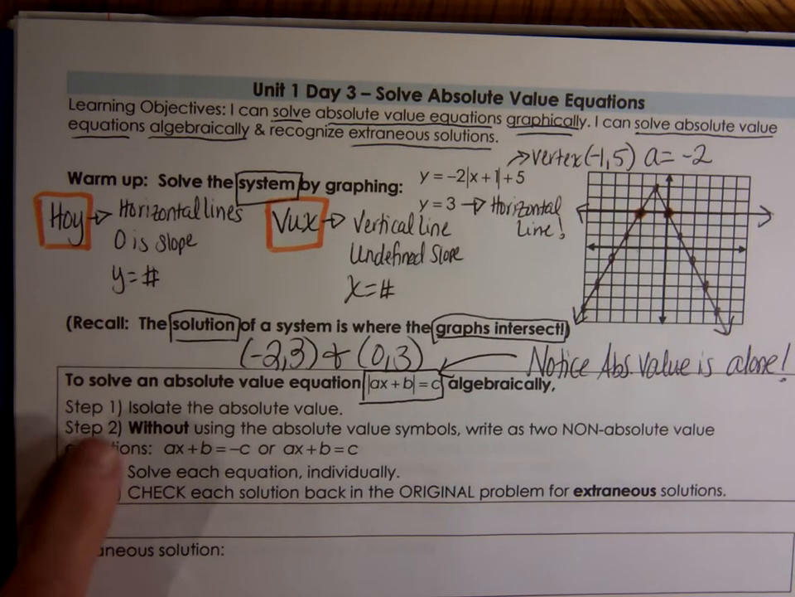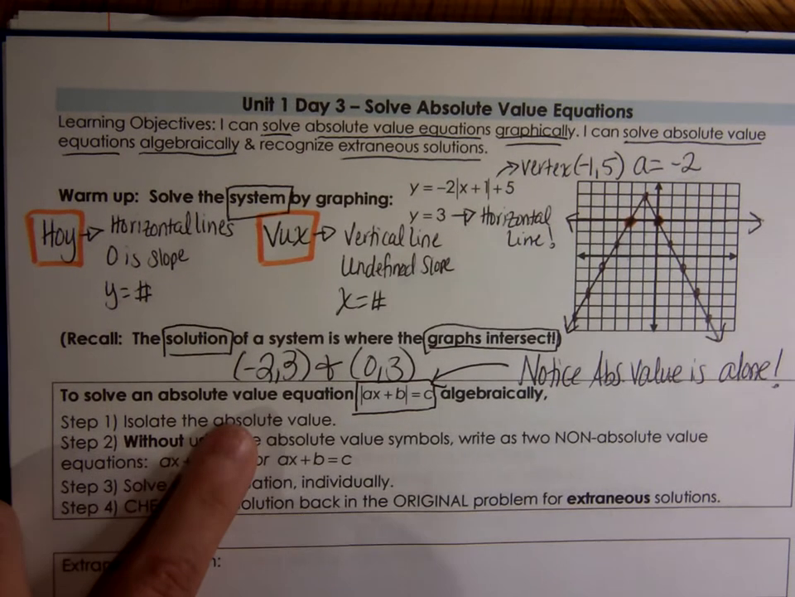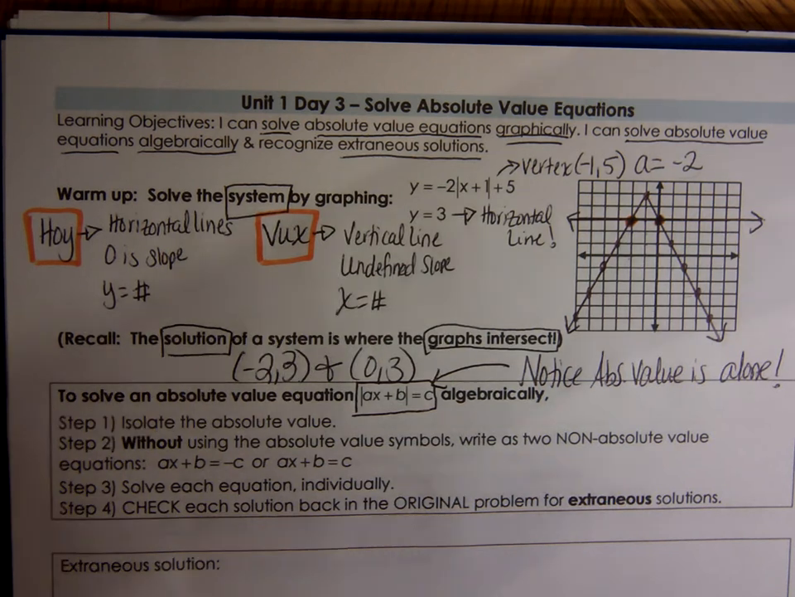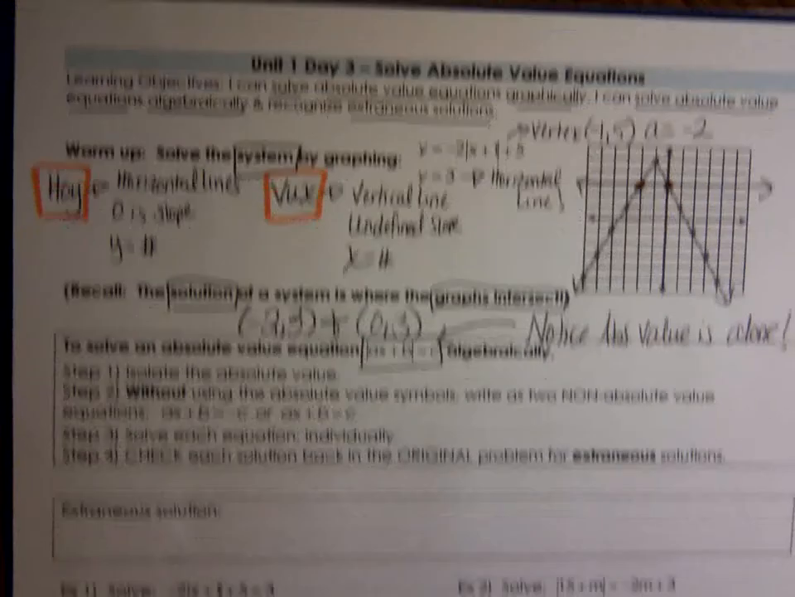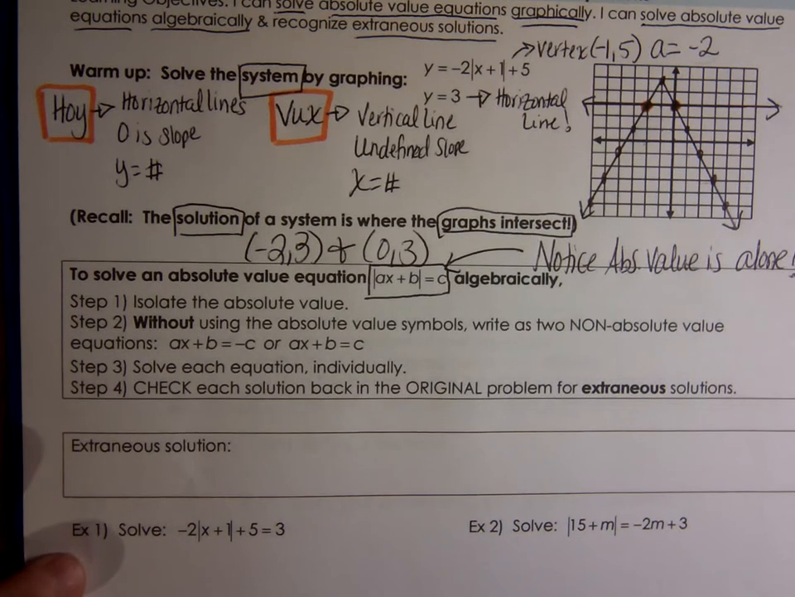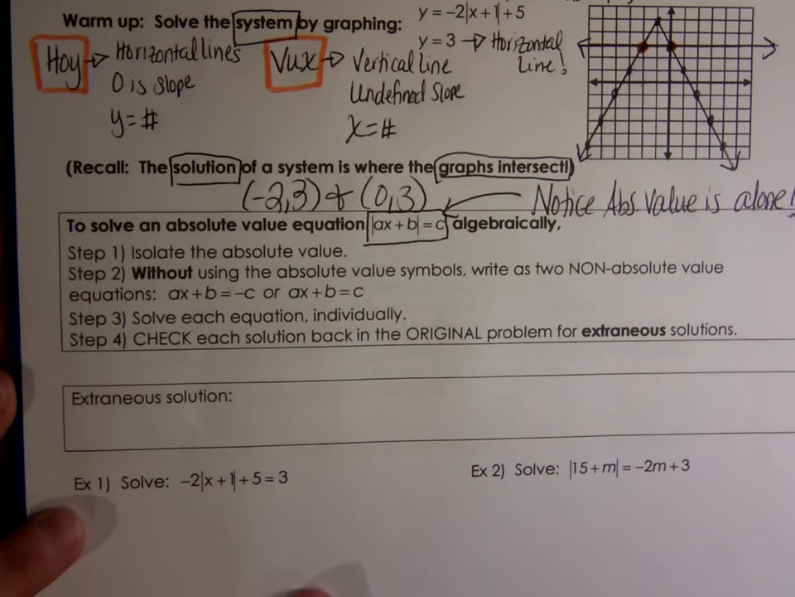So step 1 is to isolate the absolute value. That means that you need to get rid of any addition or multiplication, anything that's on the outside of the absolute value before you even get started. So what I'm going to do is I'm going to go through the steps and I'm going to solve this equation at the same exact time.